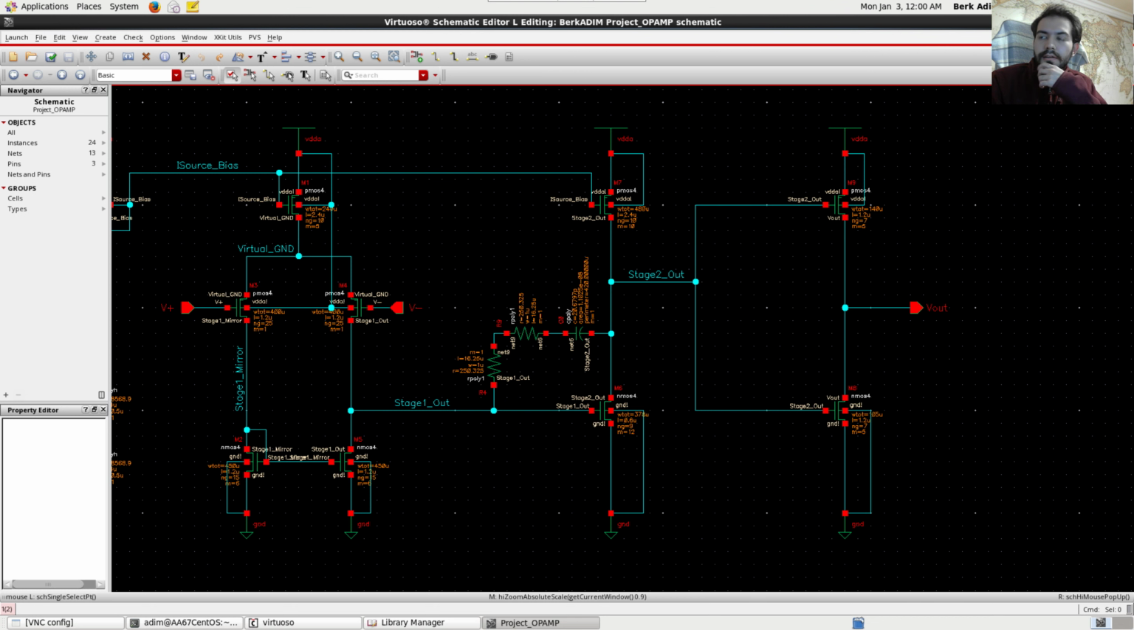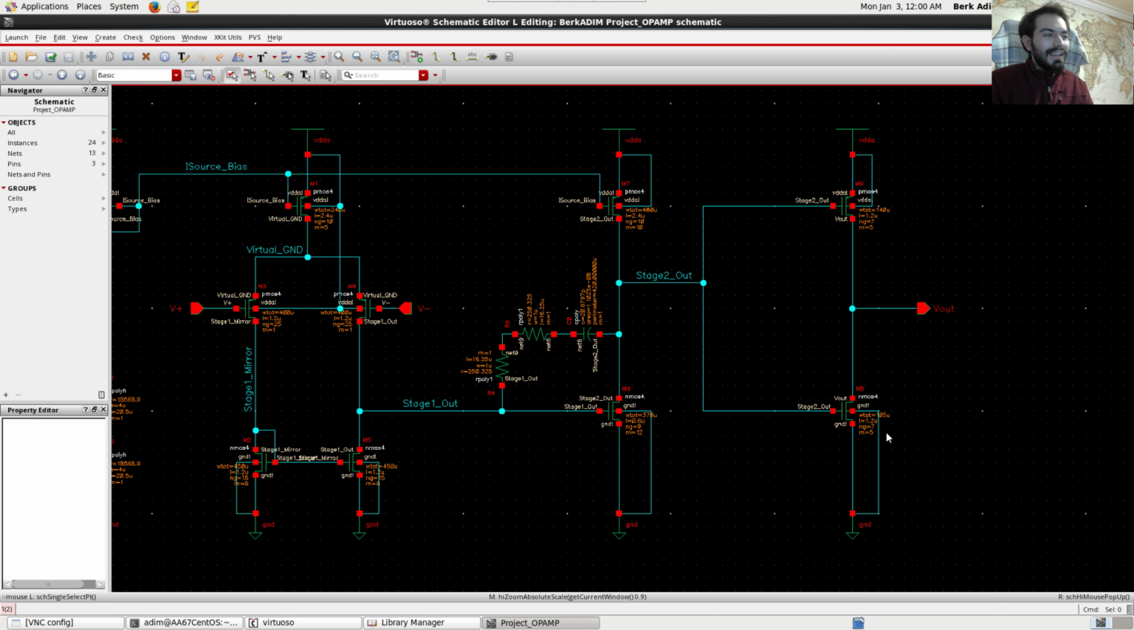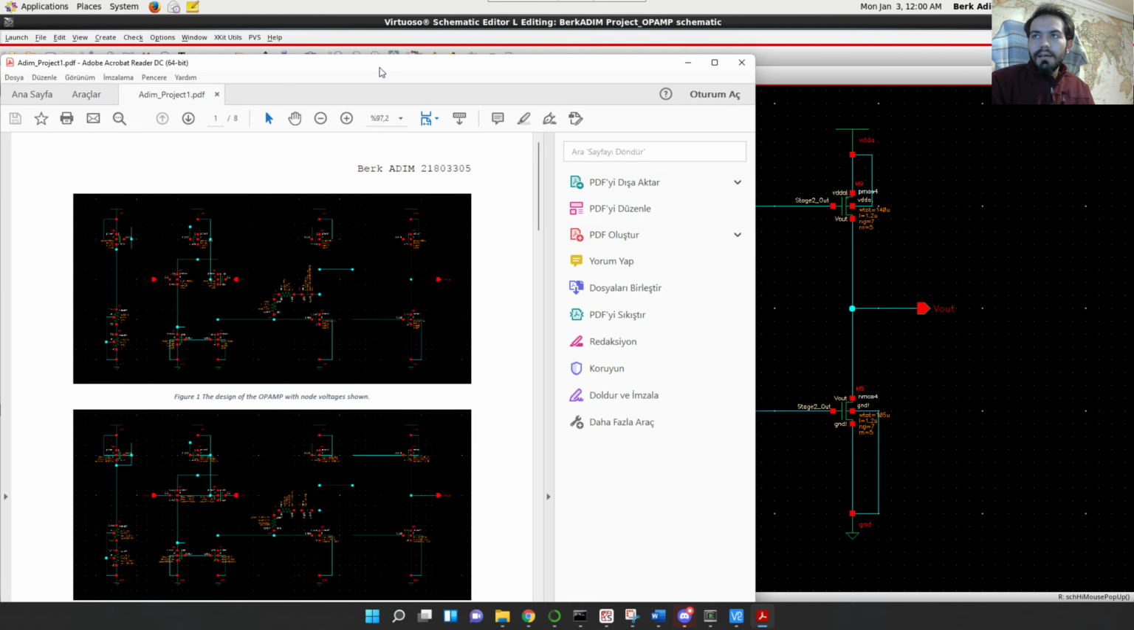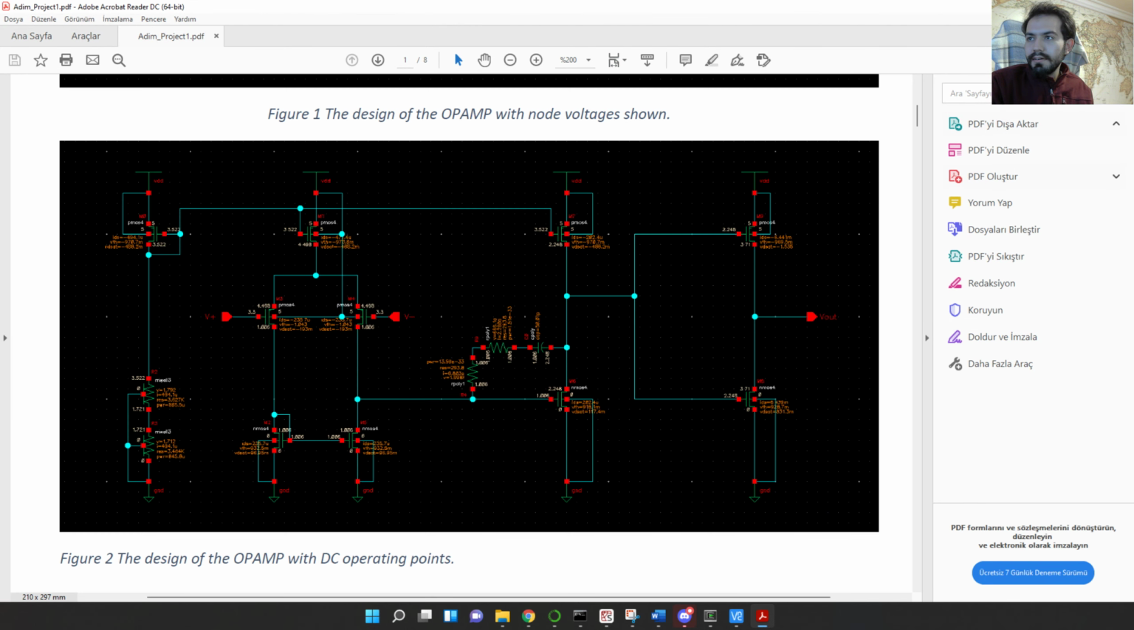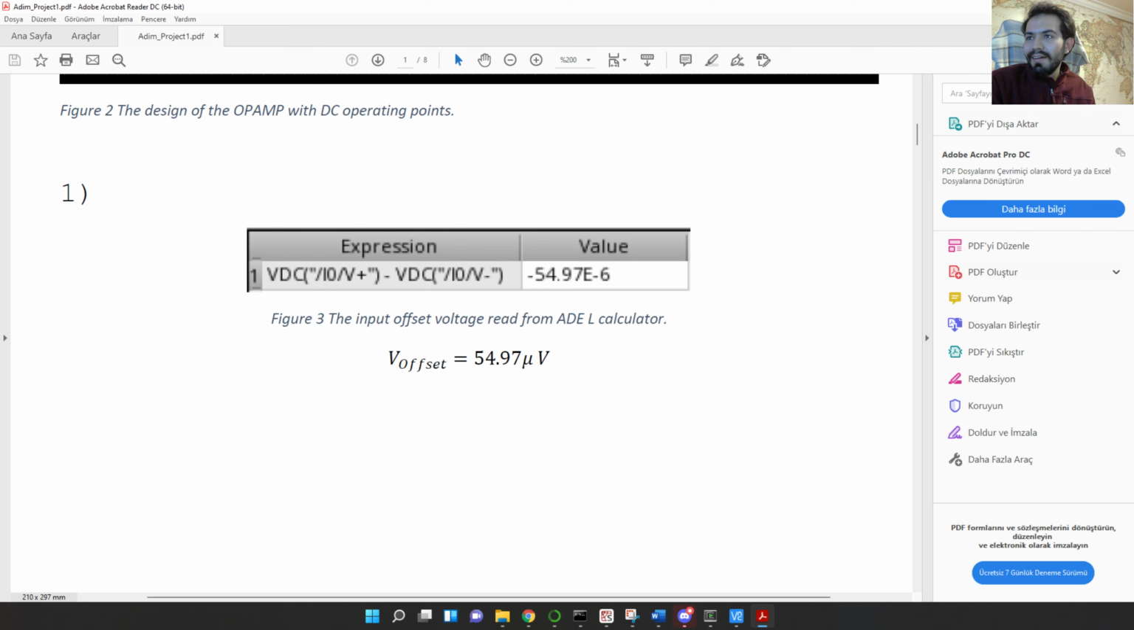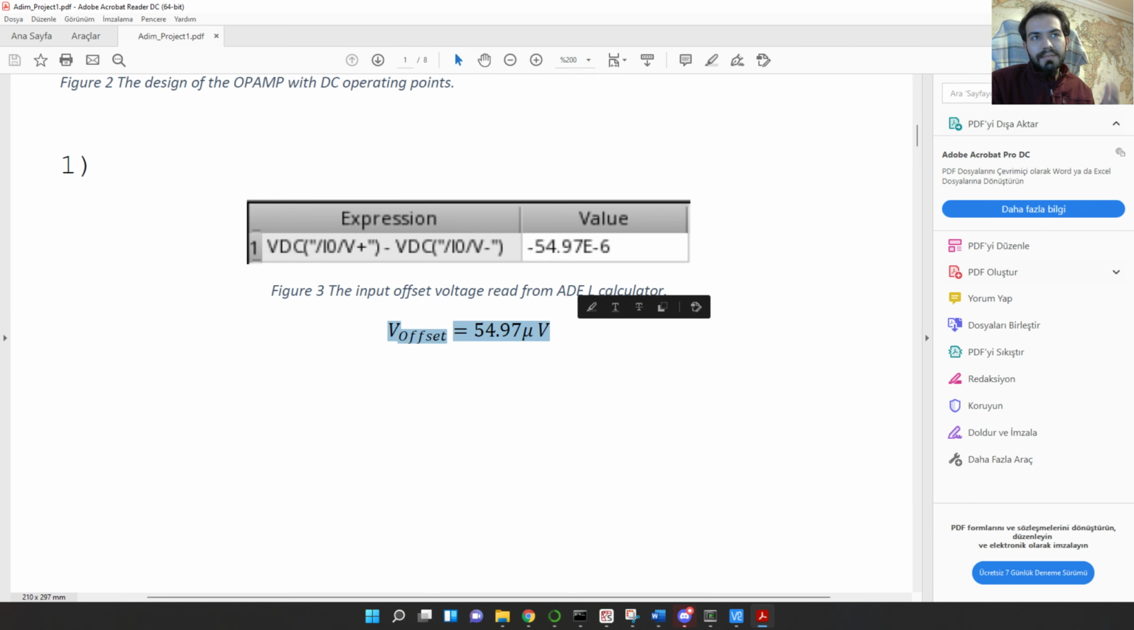Another debugging we did in this. Well, let me show you the results first, then I will talk about the debugging procedures. Well, as you can see here, hopefully, we get a nice low offset voltage, which means high DC gain.